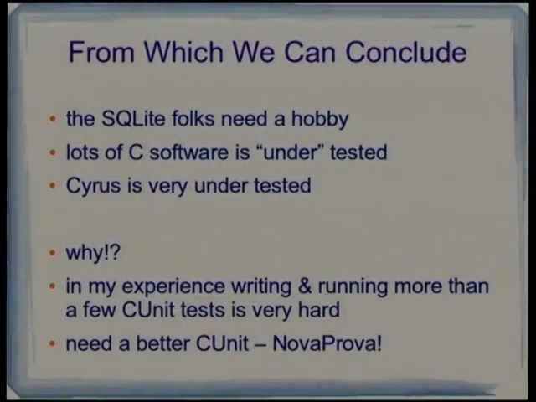So the conclusion from that is that there is lots of C code out there that people actually use in anger, that matters, is economically important, that is under-tested. And Cyrus is a wonderful example. It's very under-tested. And why?